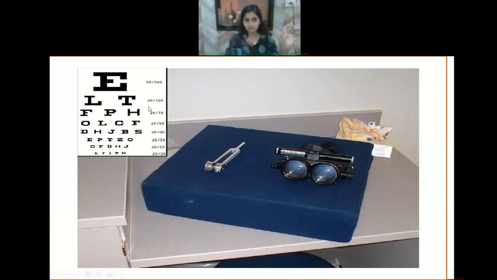Very basic. We need the Snellen chart. We can definitely get that. Tuning fork, we can get that. This is a memory foam pad. Usually you get any spongy memory foam, you can take it for balance. Goggles for the video nystagmography.